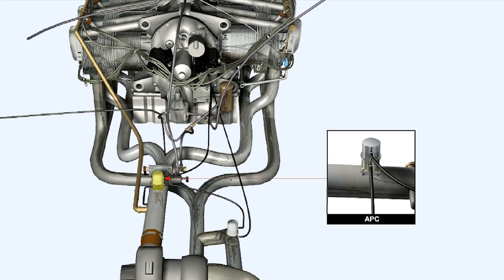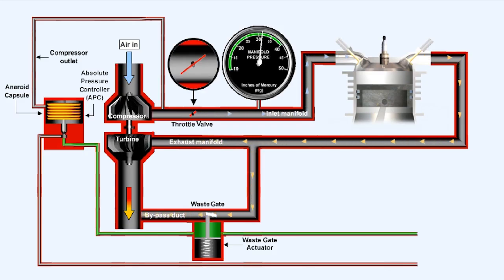We will initially concentrate on the absolute pressure controller. Earlier we mentioned that some simple turbocharger systems use an absolute pressure controller. The absolute pressure controller is designed to limit compressor output to a preset value by means of a wastegate actuator. A diagram of this type of controller is shown here.